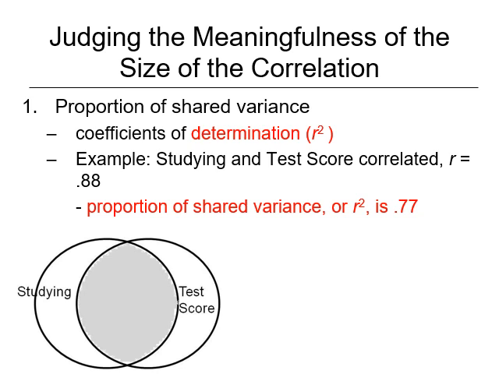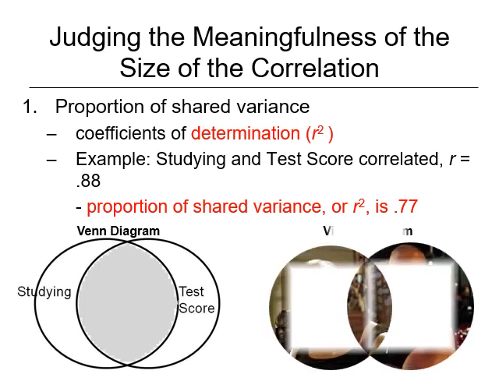So again, this gives us a way to visually represent how much of the variance is being explained from one variable on the other. This is referred to as a Venn diagram, and it's a fairly easy way to visually tell people what's going on when we find a relationship between variables.